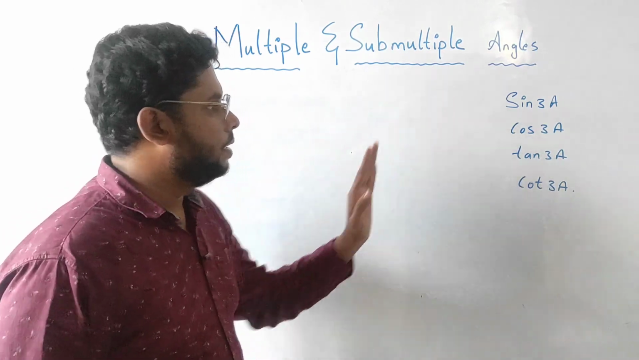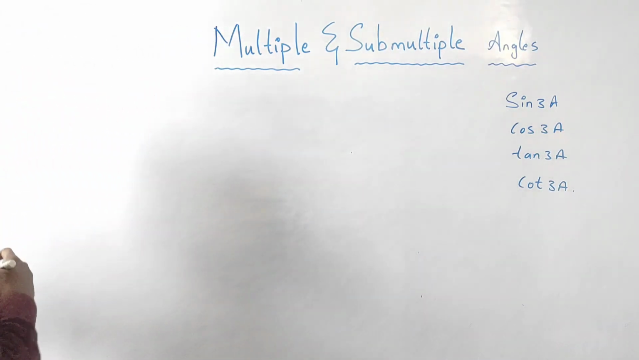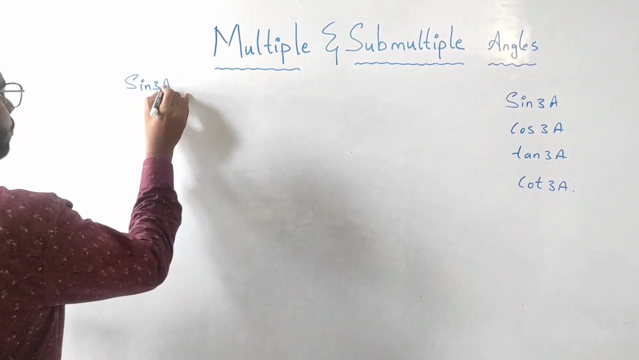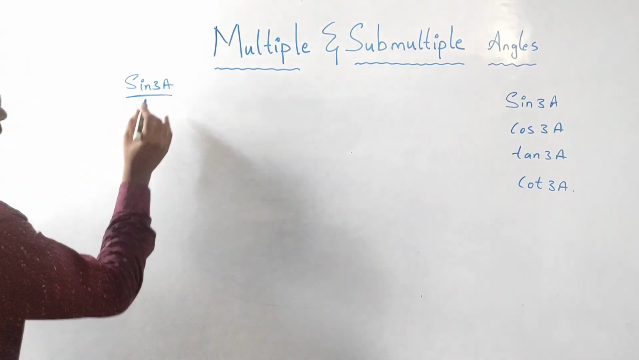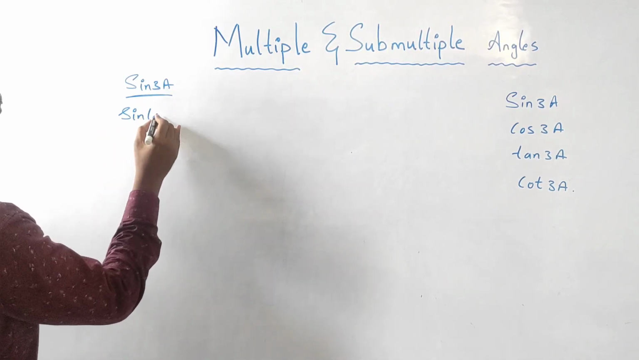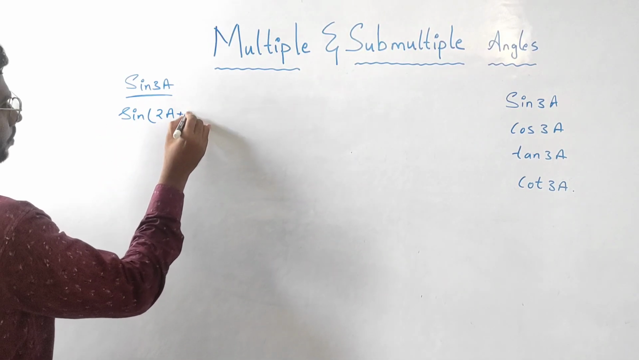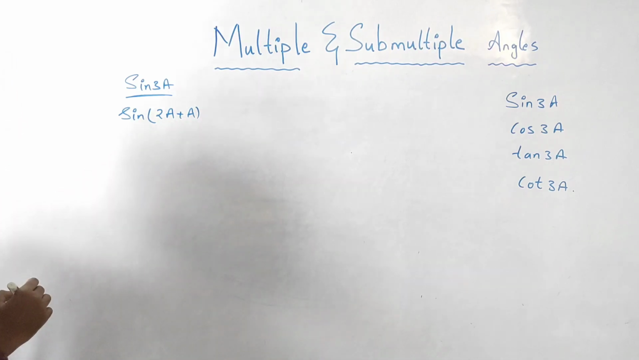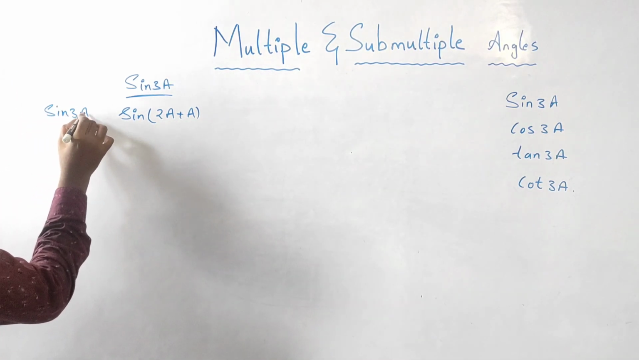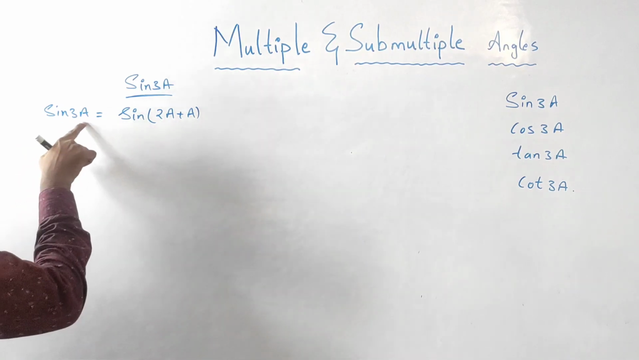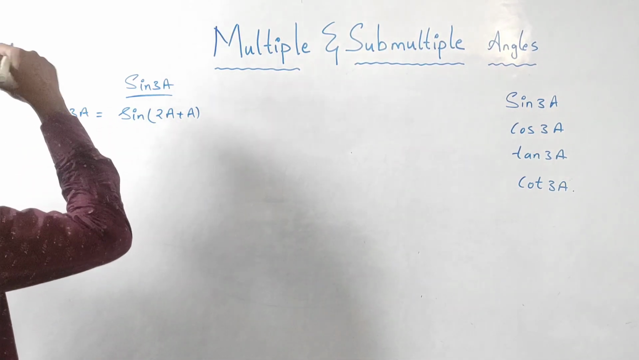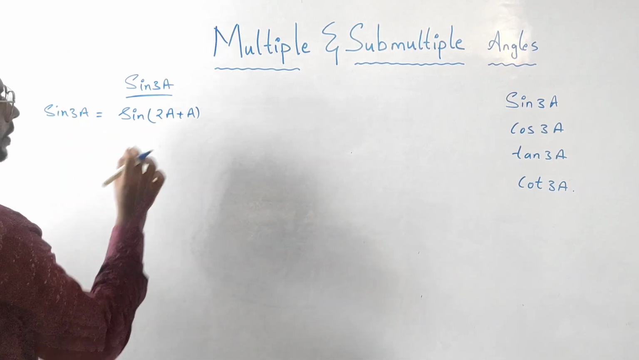Okay, so now let's discuss sin3A. What is the formula of sin3A? How to find the value of sin3A? Let us see. This sin3A can be written as 2A plus A. 2A plus A will be 3A, so in the place of 3A, I'm writing 2A plus A.